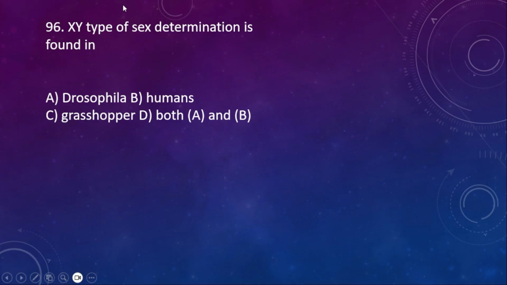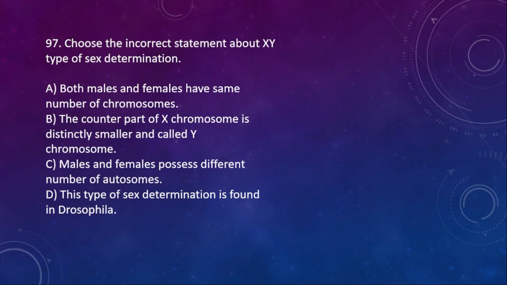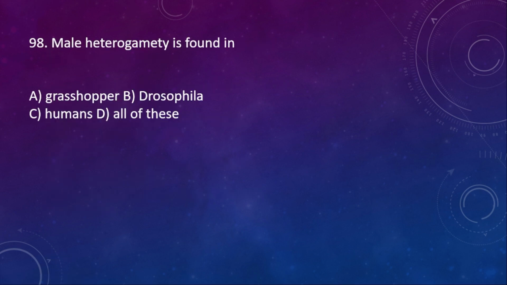96. XY type of sex determination is found in Drosophila, humans, grasshoppers, or both A and B. Here the right option is D, both A and B. 97. Choose the incorrect statement about XY type of sex determination. Right option is C.